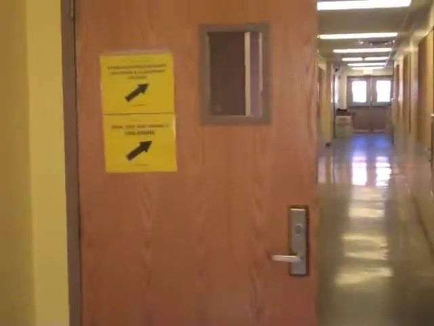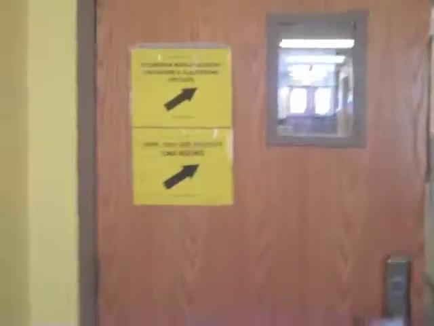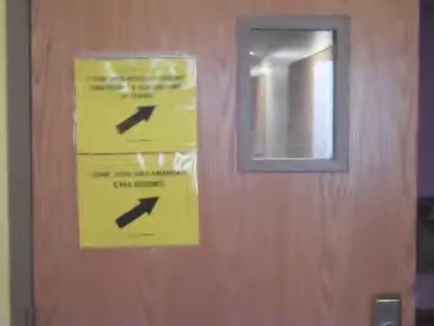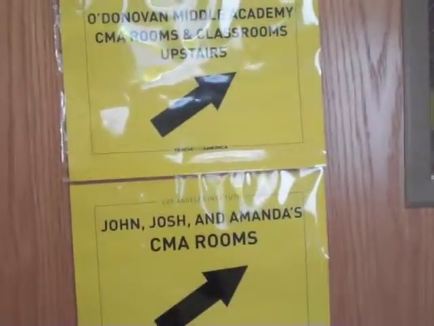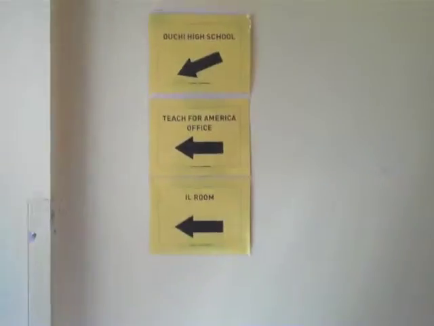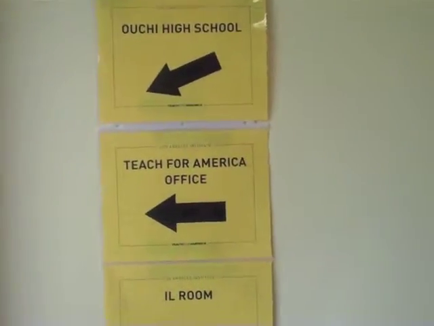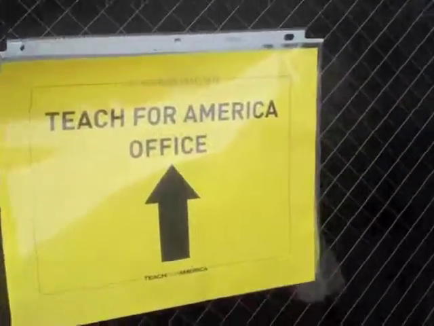Once in the middle school, it's important to have signs that let people know which classrooms you occupy in the other school, because the assumption will always be that your classrooms are in the first building. So immediately you have a sign that tells you CMA rooms are upstairs and that classrooms are upstairs. Because we occupy the whole second floor, many signs are not needed. But when you come down from the second floor, you will see signs that tell you that you are heading back to Ochi High School. Going back to Ochi High School, you have a sign through the double doors and a sign letting you know that you will also head in the direction of the Teach for America office.